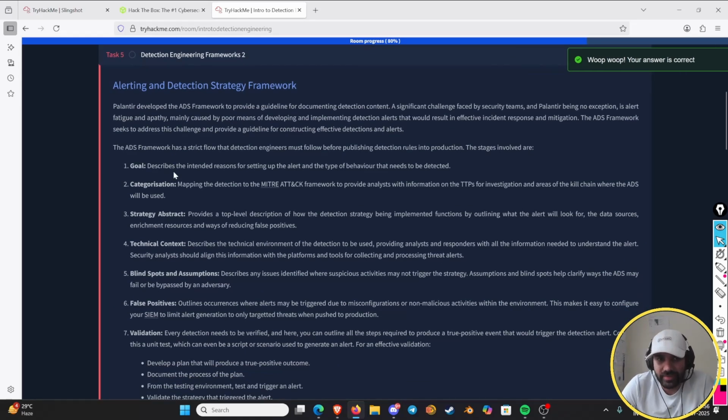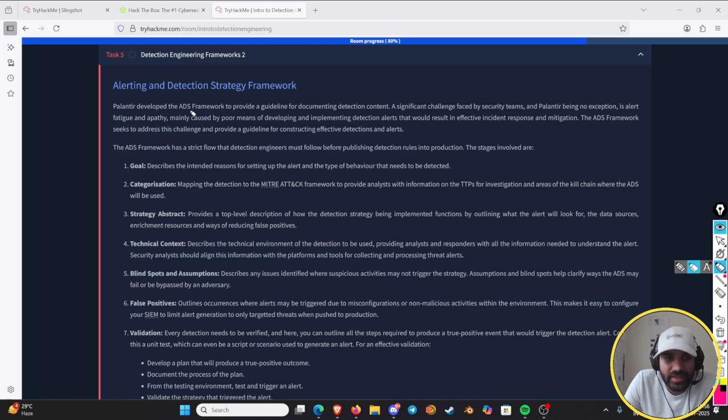Now, detection engineering framework 2, the Alerting and Detection Strategy framework. Palantir developed the ADS framework to provide a guideline for documenting detection content. A significant challenge faced by security teams, Palantir being no exception, is alert fatigue and apathy, mainly caused by poor means of developing and implementing detection alerts that would result in effective incident response and mitigation. The ADS, Alerting and Detection Strategy framework, seeks to address this challenge and provide a guideline for constructive, effective detection and alerts. So the ADS framework has a strict flow that a detection engineer must follow before publishing detection rules into production.